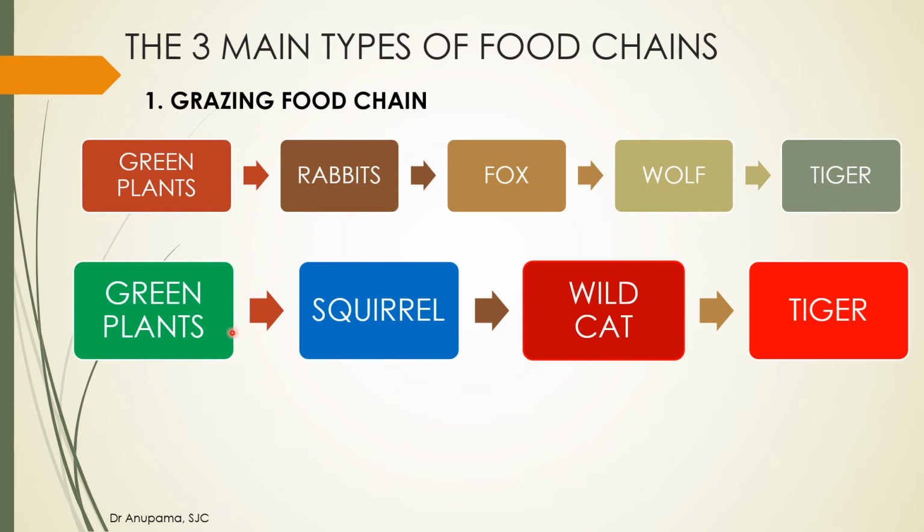You have another sequence wherein you have the green plants, the fruits or nuts, which can be taken up by the squirrels. Squirrels are eaten by wild cats, and the wild cats can be eaten by tigers. So this is the sequence of energy flow. This is a sequence of representation of eating and being eaten.